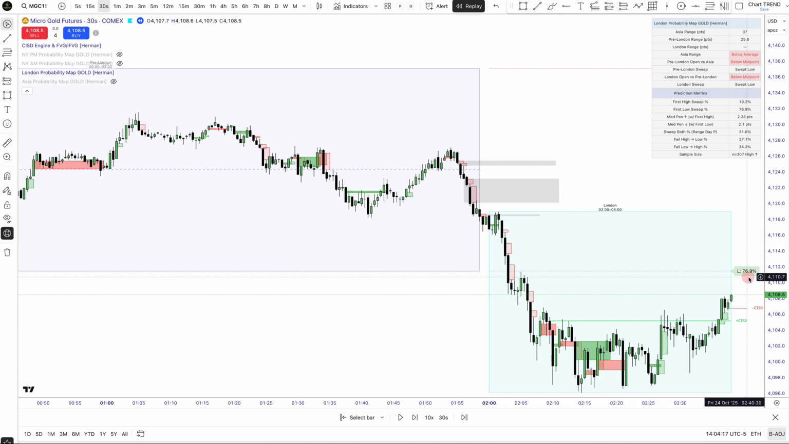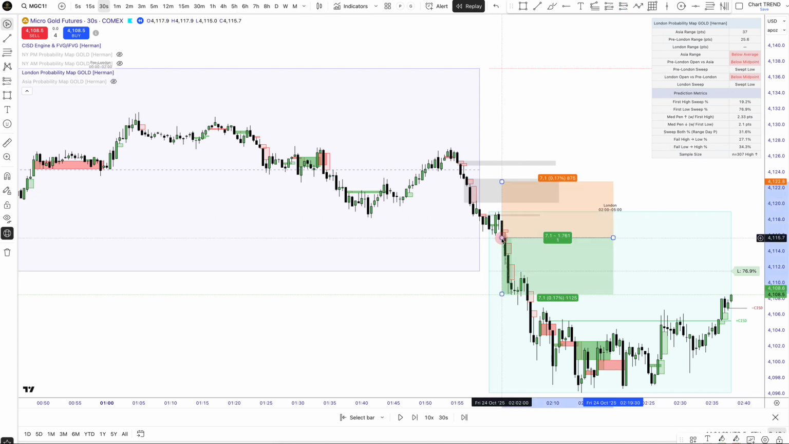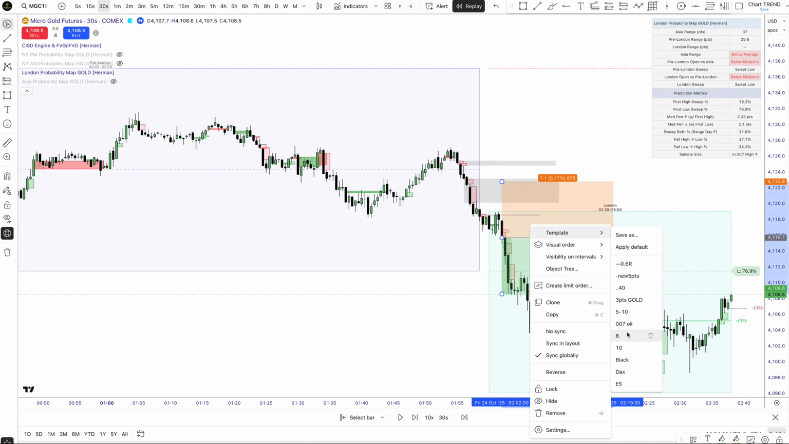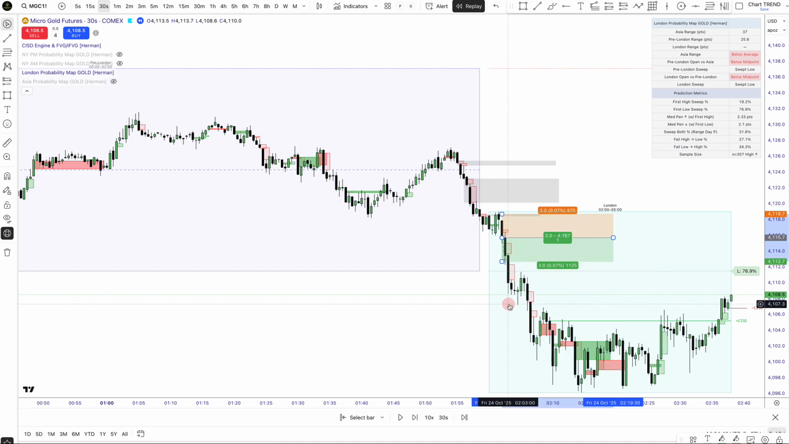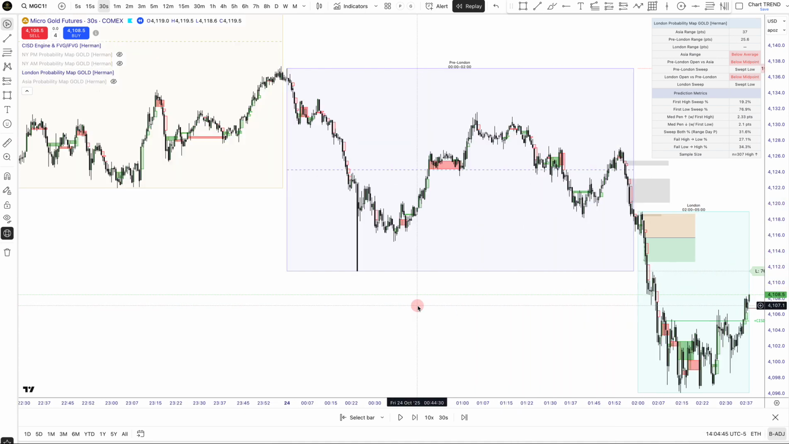And we've got 76.9% of sweeping the low first. So I would, as ICT calls it, if we invert the fair value gap upwards and then downwards again, that's the Reaper fair value gap, isn't it? So if I see that we are reacting off the fair value gap, the bias is clearly bearish and my target is below us, I am entering a short in here. So that's Friday.